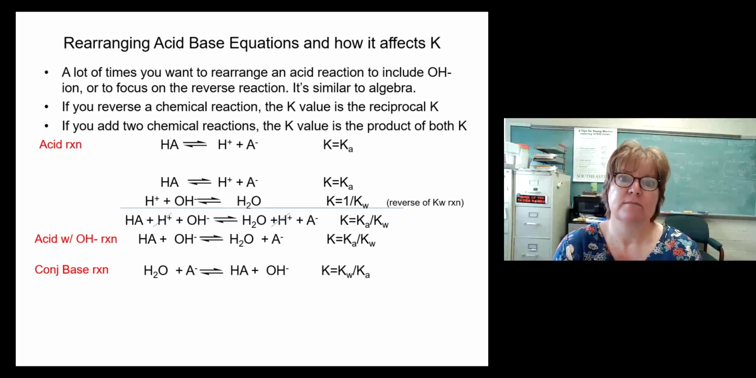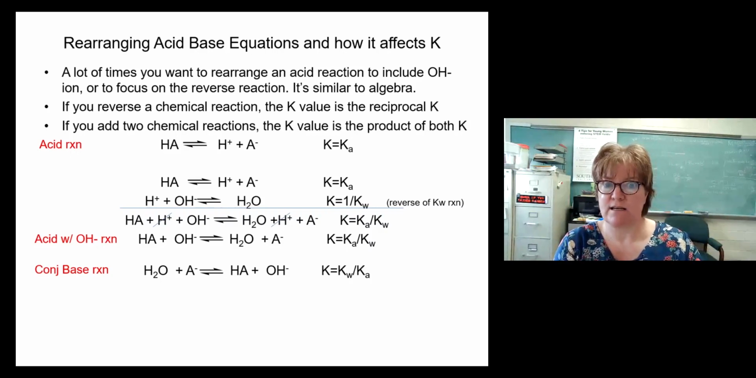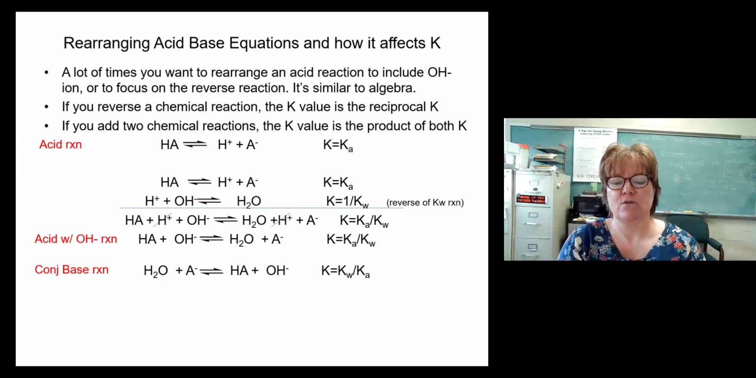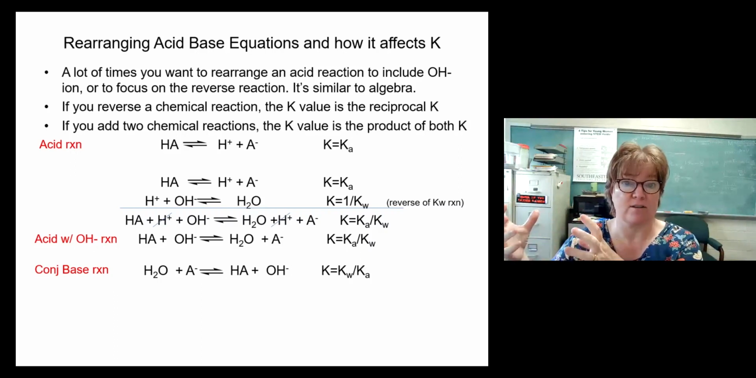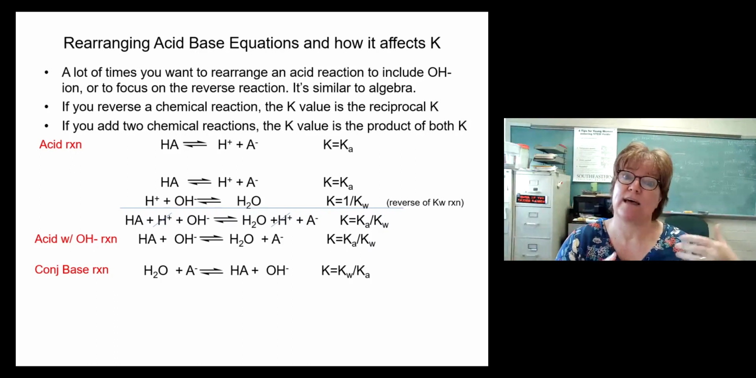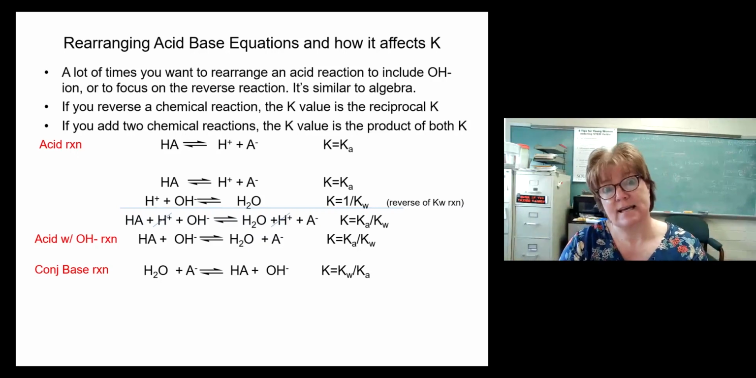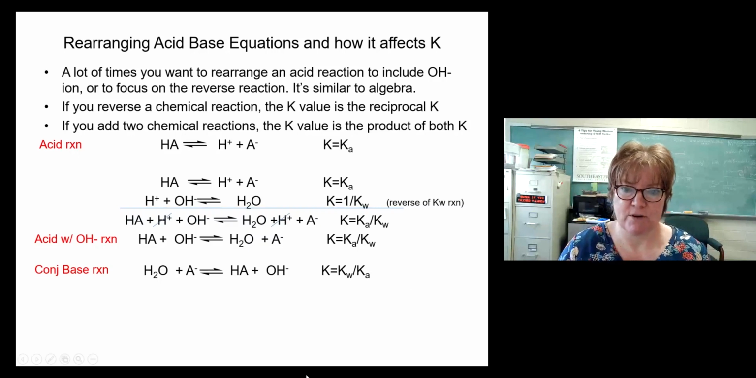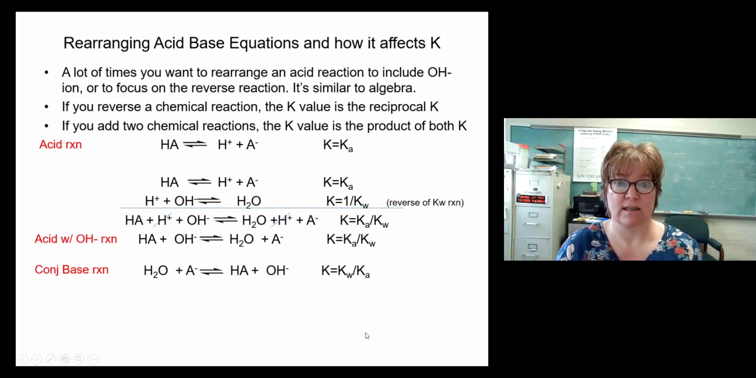I can find that by taking 1 times 10 to the negative 14 and dividing it by the Ka value for that weak acid. So this is often useful when I'm dealing with a conjugate base system. I want to rewrite the equation in terms of how the conjugate base is reacting with water rather than the acid reacting with water, and then I could also find its associated K in that related way. That becomes very helpful, especially for the last one we're going to do.